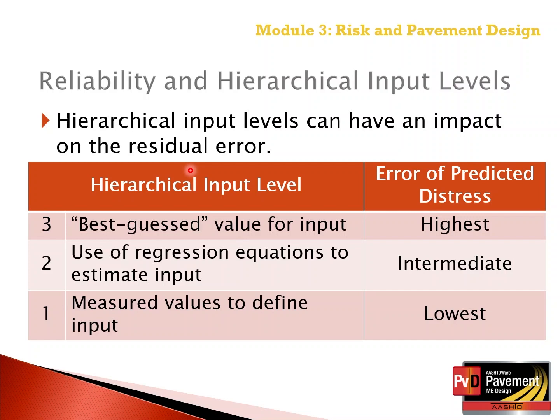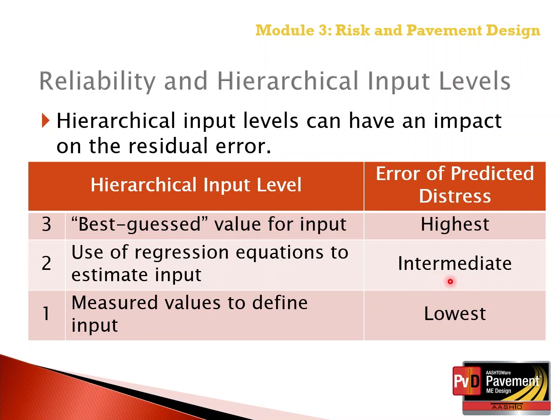So if we did a calibration using only input level 3, that is best guessed values, that will result in the highest error of the predicted distresses. In other words, the highest error between the predicted and measured distresses. Using input level 2 uses the regression equation to estimate an input variable. So we're getting more accurate, but we're still using regression equations to calculate or determine the input. So that error of the predicted distresses is basically called intermediate level or the mid level.